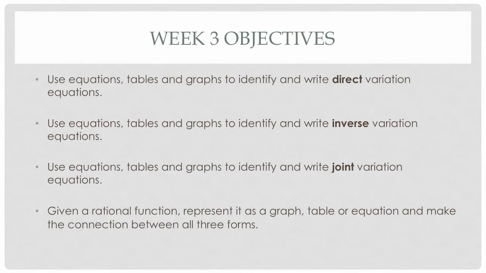So to summarize, we did a lot with variation: direct, inverse, and joint variation. And then we just touched a little bit on rational functions, what they are, looking at some graphs of hyperbolas, finding x and y intercepts, finding horizontal and vertical asymptotes, and starting to connect this function with what it looks like on our actual graph.